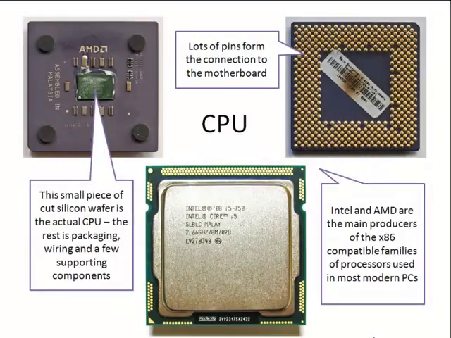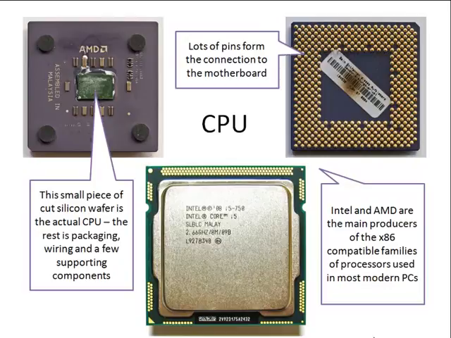The CPU is obviously of great interest, and we're going to be looking later in the course inside the CPU and into its workings. We generally have this package. It's got lots and lots of pins on it. Within the package there will be a small silicon wafer that's the actual CPU, and we can see it here in this AMD CPU. The rest of the CPU is just packaging, wiring and a few supporting components.